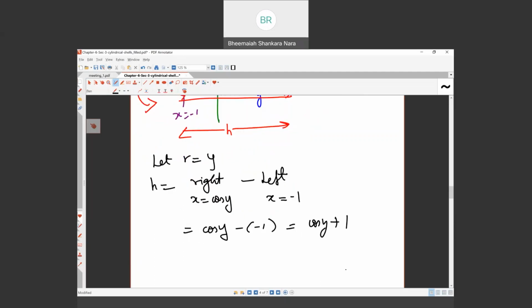Now we write the volume formula, which is 0 to pi over 4, 2 pi y times the height we derived, cosine y plus 1, dy. The question asks us to set up the integral, and we are done.